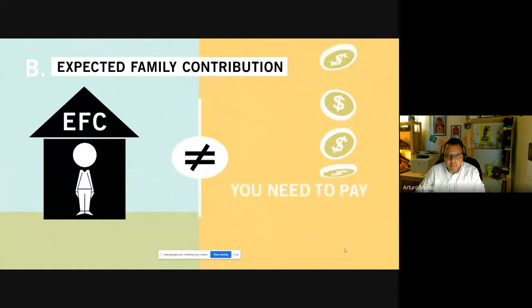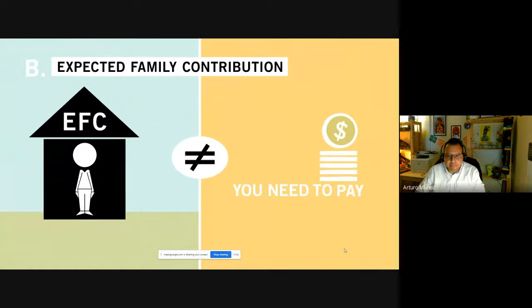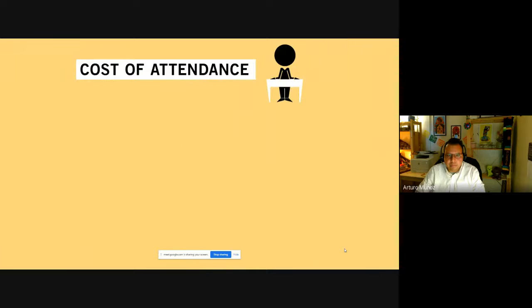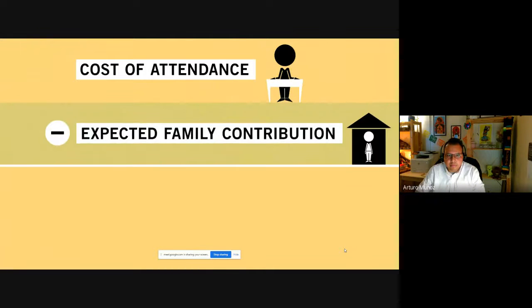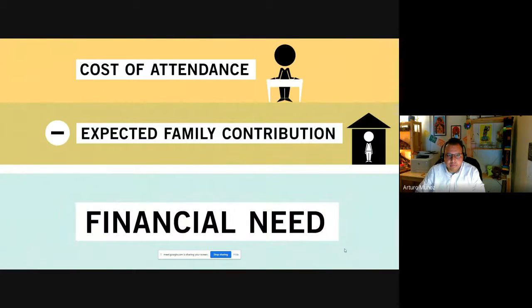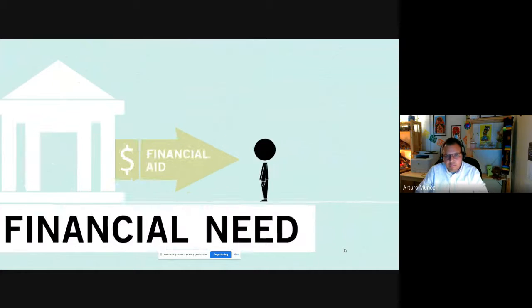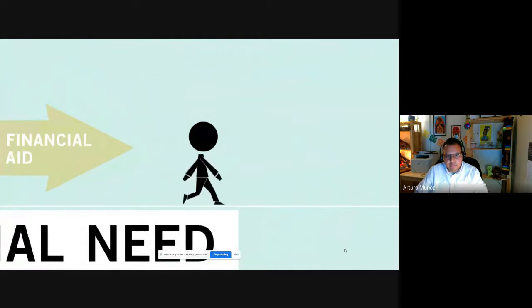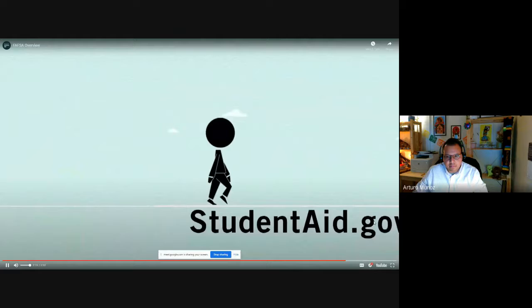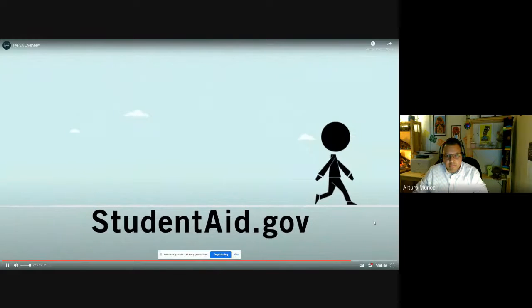However, the EFC is not necessarily the amount of money you will have to pay. Basically, your cost of attendance minus your EFC equals your financial need. Your college uses your financial need and other information to determine how much financial aid you can receive. See? Pretty simple. If you have questions or need more information, please visit studentaid.gov.